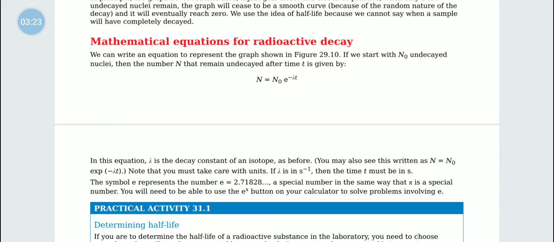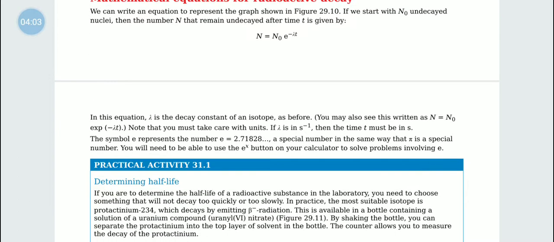If the decay constant is in per second, then the time should be in seconds. The symbol e represents the number e equals 2.71828. It is just a special number, and you need to know that it should be used. This particular value can be found on your calculator, the e to the power x button. You find the e value on your calculator, then you will be able to use it for this purpose.